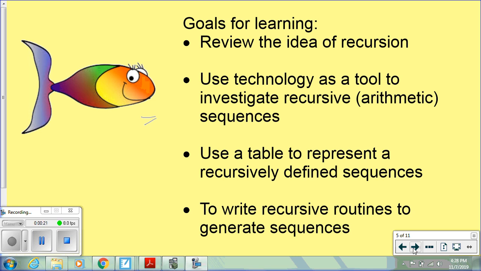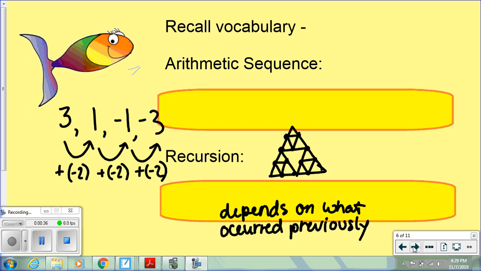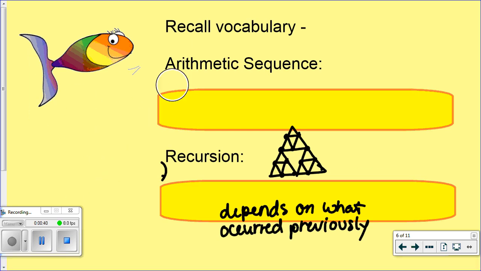We're going to use our graphing calculators to investigate sequences. We're going to use a table to represent sequences, and then we're also going to write routines to generate sequences. So we're going to spend a lot of time on our graphing calculators. Please make sure you have your graphing calculator available to you.